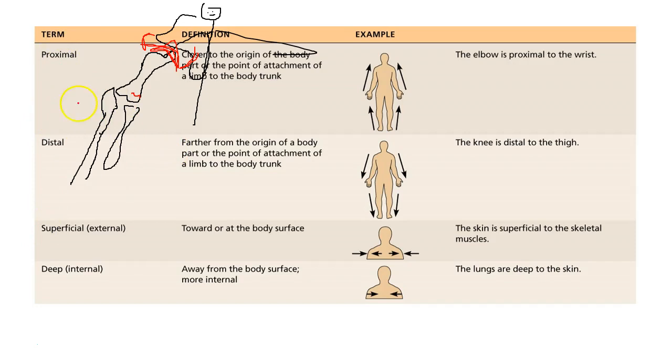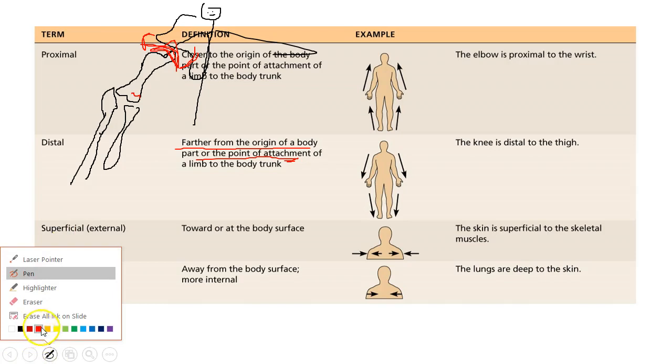Where would that be? What kind of fracture would that be? It would be a fracture that's farther from the origin of the body part or the point of attachment. So this is where the humerus attaches to the scapula, right? So this is a distal fracture of the humerus.